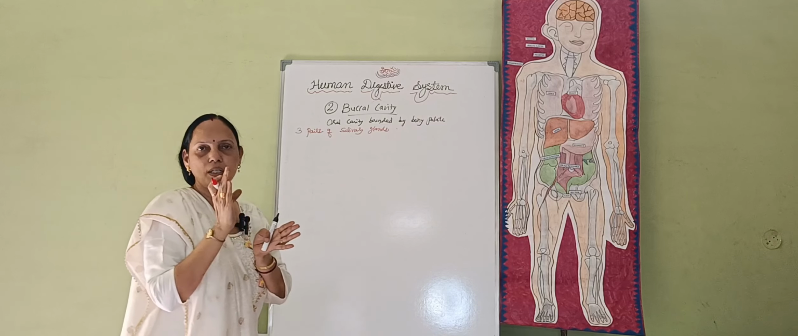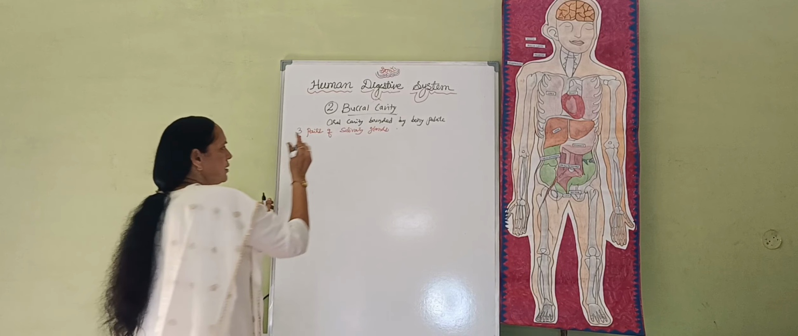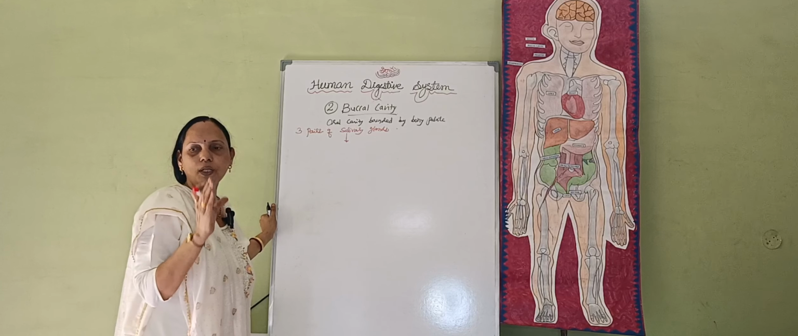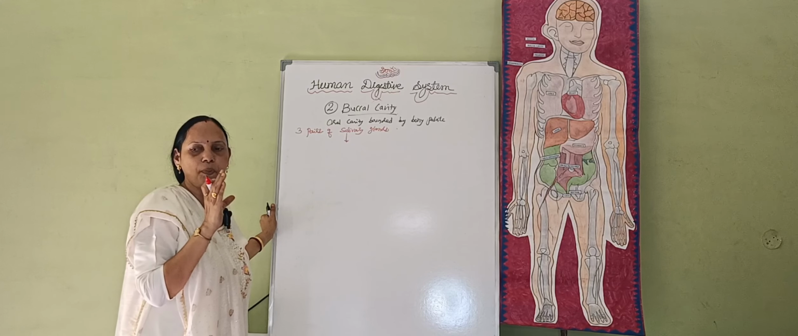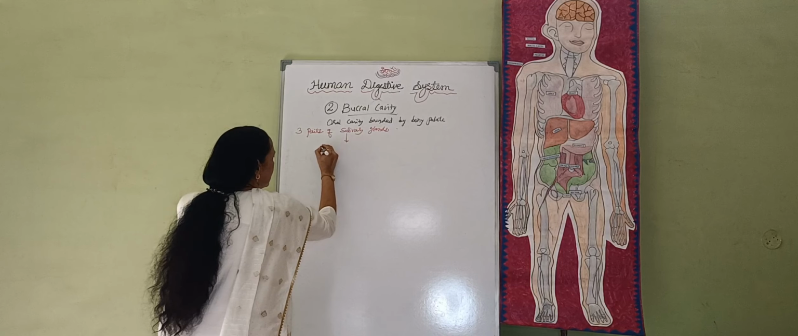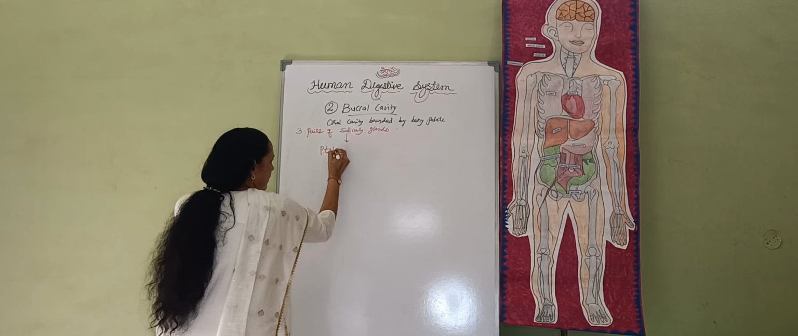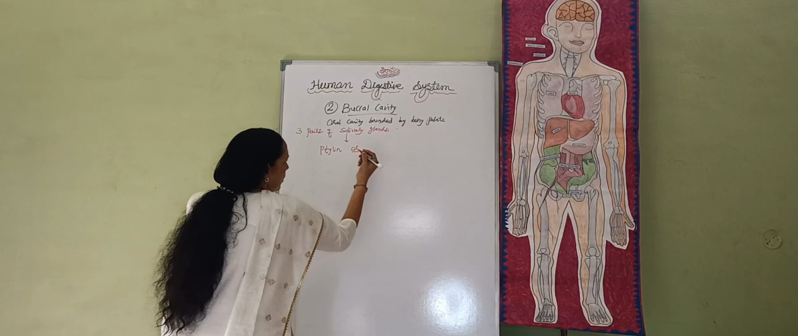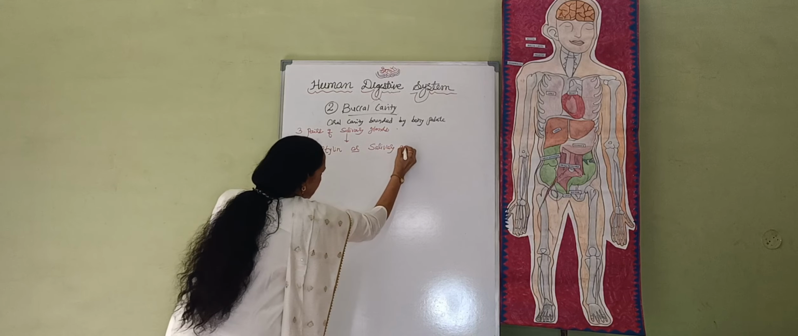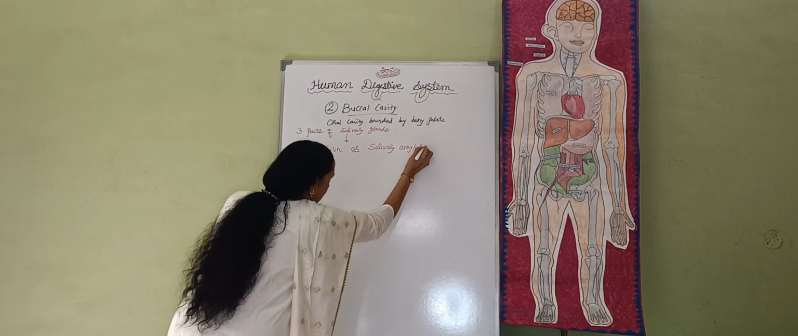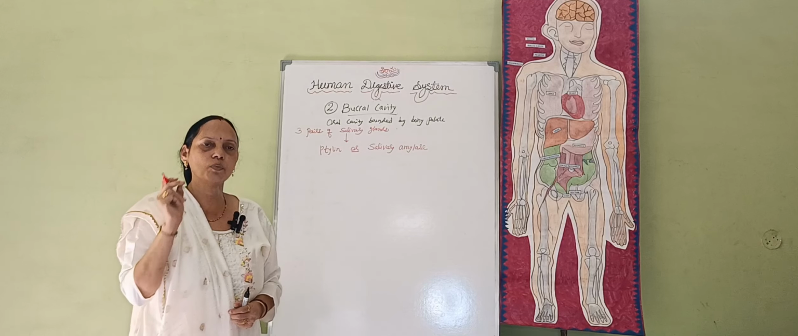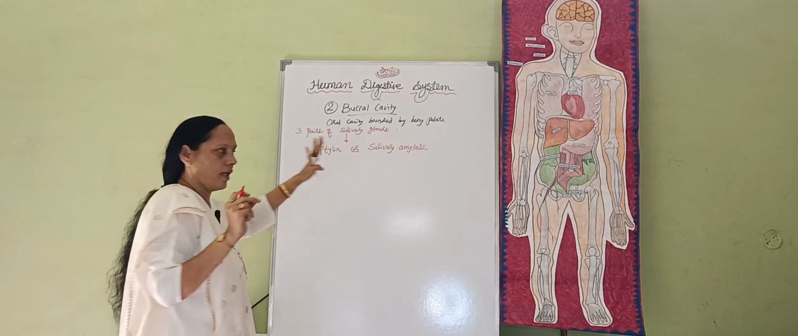But here, a total of three pairs of salivary glands are there. Now these salivary glands prepare an enzyme. Which enzyme? The enzyme is called ptyalin, or it is also called salivary amylase. So it secretes the enzyme, and that enzyme is called ptyalin or salivary amylase.